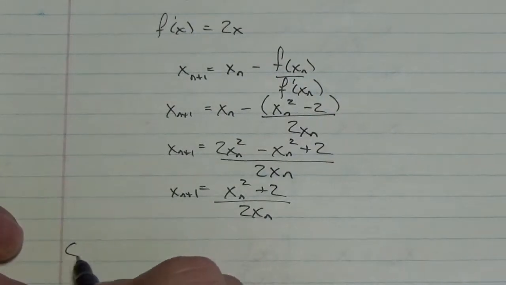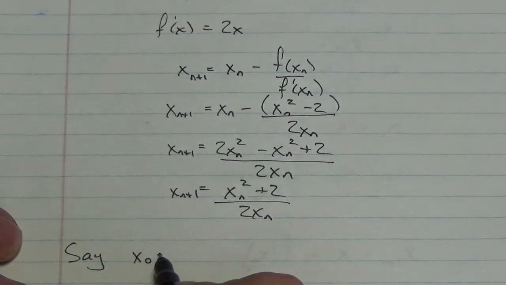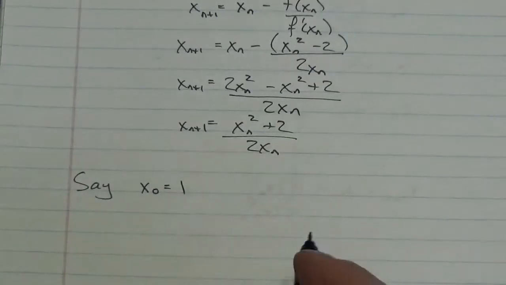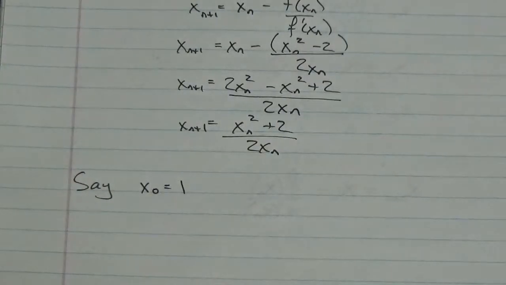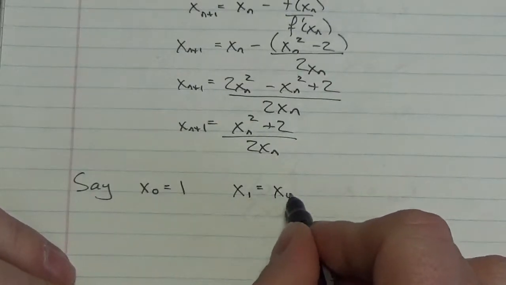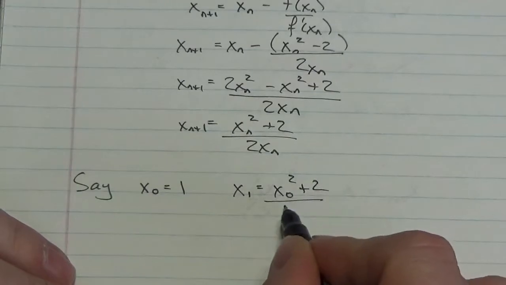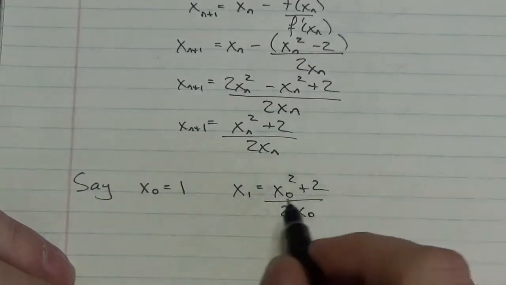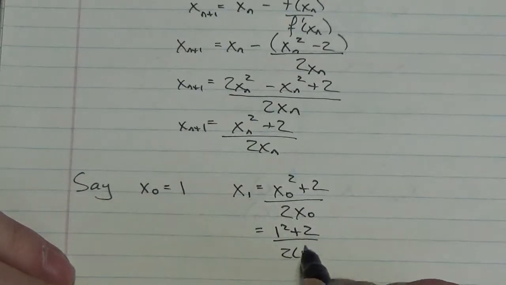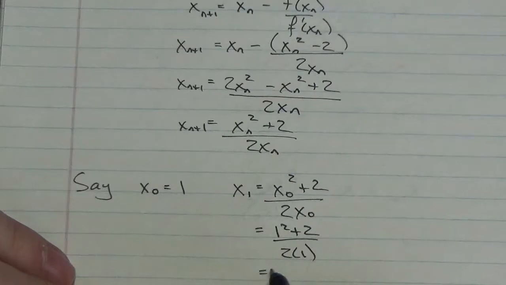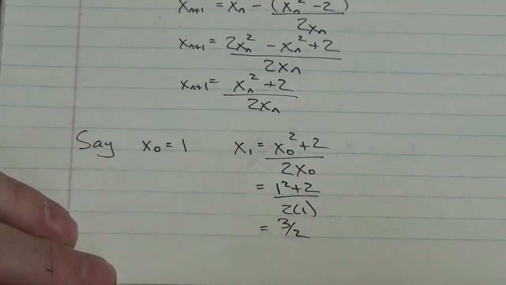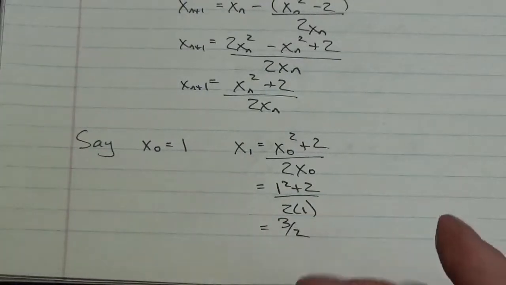Let's say that my 0th guess, my initial guess here, is going to be 1. Okay, well, let's see what that does here. So that means x1 is going to be x naught squared plus 2 over 2 multiplied by x naught. And that is going to be 1 squared plus 2 over 2 times 1. Well, 1 squared is 1 plus 2 is 3 over 2. So my answer here is going to be 3/2. And that becomes my next guess.